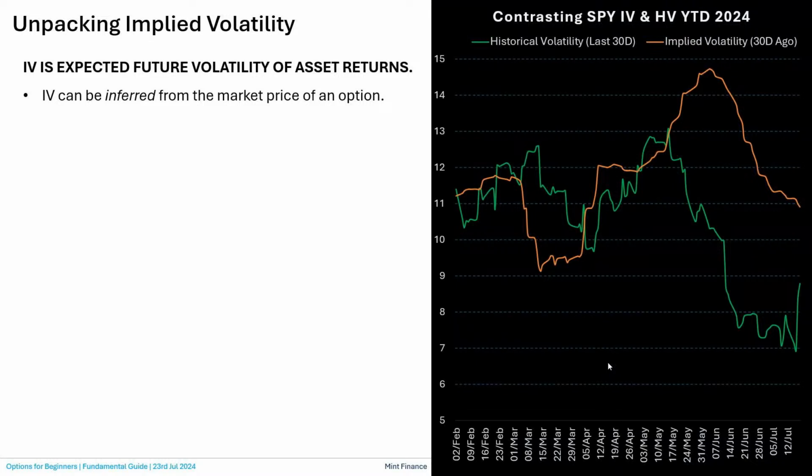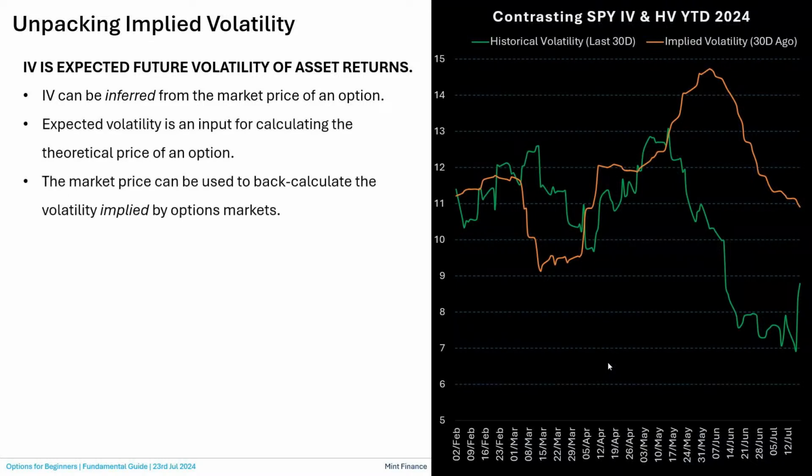Since we don't know what's going to happen in the future, what we do is we take the inputs we're given. In this case, the options price can be used to back calculate the implied volatility of the option. The expected volatility is generally an input into the theoretical pricing of an option. Once the prices we're looking at in the marketplace are already given to us, we can use them to back calculate the implied volatility, or the volatility that's being implied by options markets according to the current prices of those options.